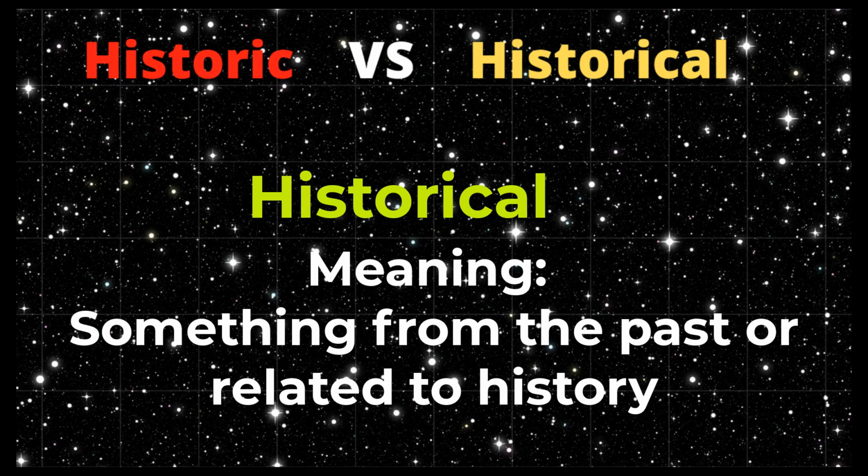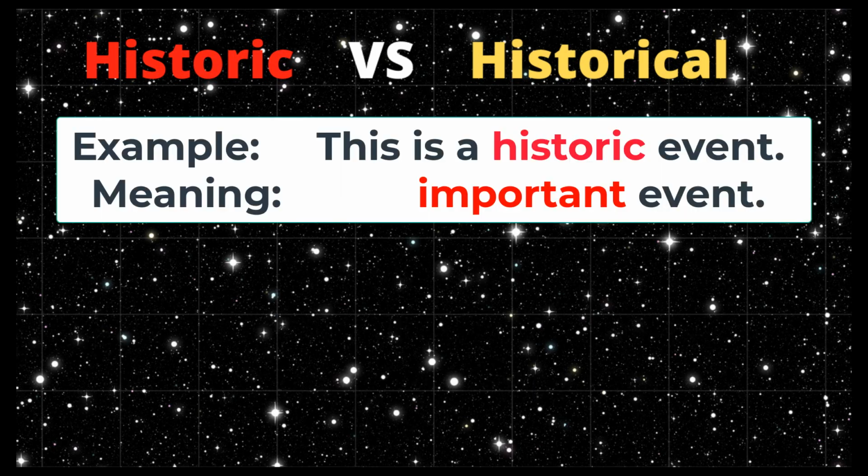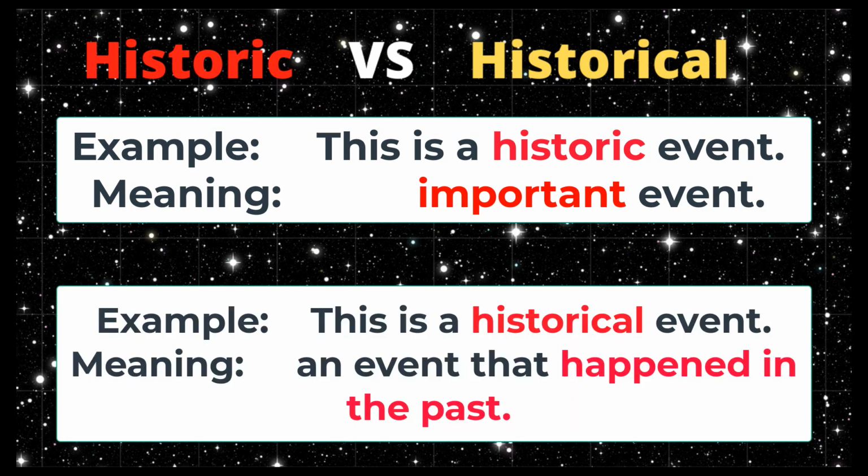For example, if you say this is a historic event, it means a very important event and it's going to be important in history. But if you say the same sentence with the other adjective, like this is a historical event, it means an event that happened in the past.